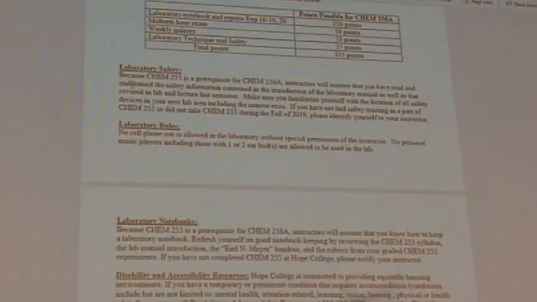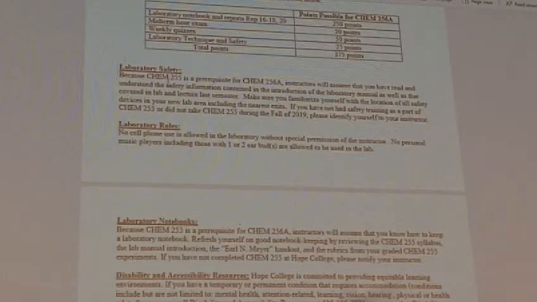As far as lab safety is concerned, Chem 255 is a prerequisite for 256A and 256B. The same safety rules we went through all last semester will be followed in lab this semester. Appropriate dress, make sure you have your safety glasses on, working in the hood, not working outside of the hood. All of the things that we went through last semester all still pertain to this semester.